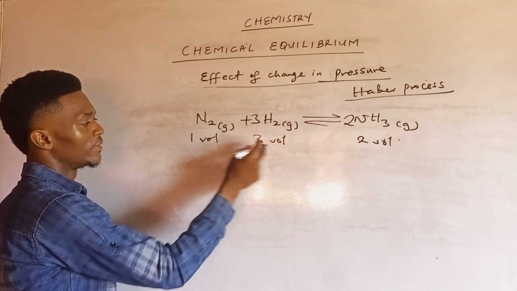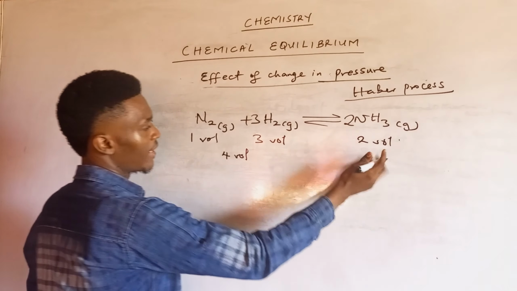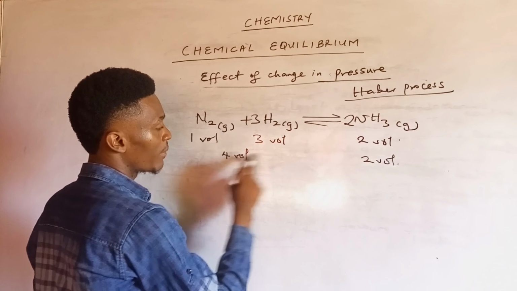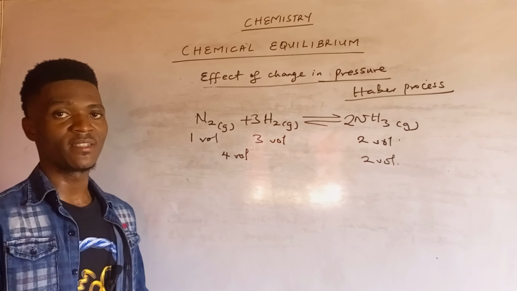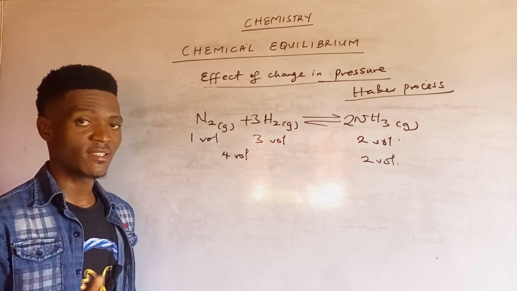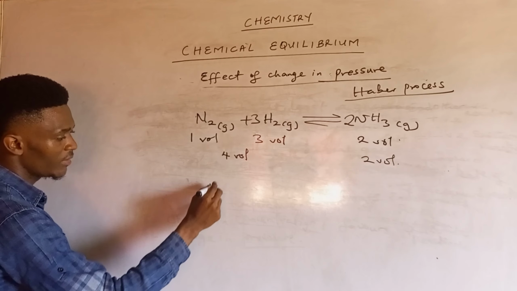So when you sum up, this becomes 4 volumes in the reactant side and 2 volumes in the product side. So it means since they are having unequal, the numbers are different, 4 and 2. Then you can say that this system has obeyed the second condition, and of course it can be affected by changes in pressure.